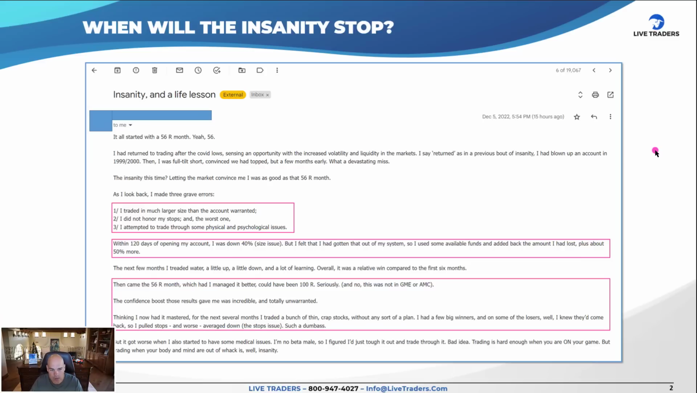And it says, as I look back, I made 3 grave errors. 1, I traded in much larger size than the account warranted. Is anyone doing that? I wonder. You're trading much larger size than your account warranted. Most people. 2, I did not honor my stops. Anyone done that before? Probably. And 3, the worst one, I attempted to trade through some physical and psychological issues.